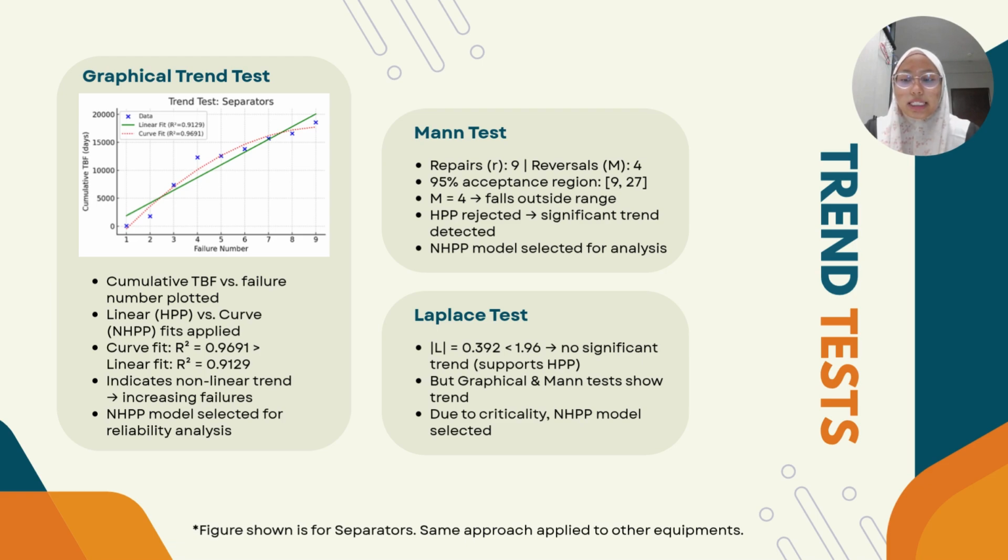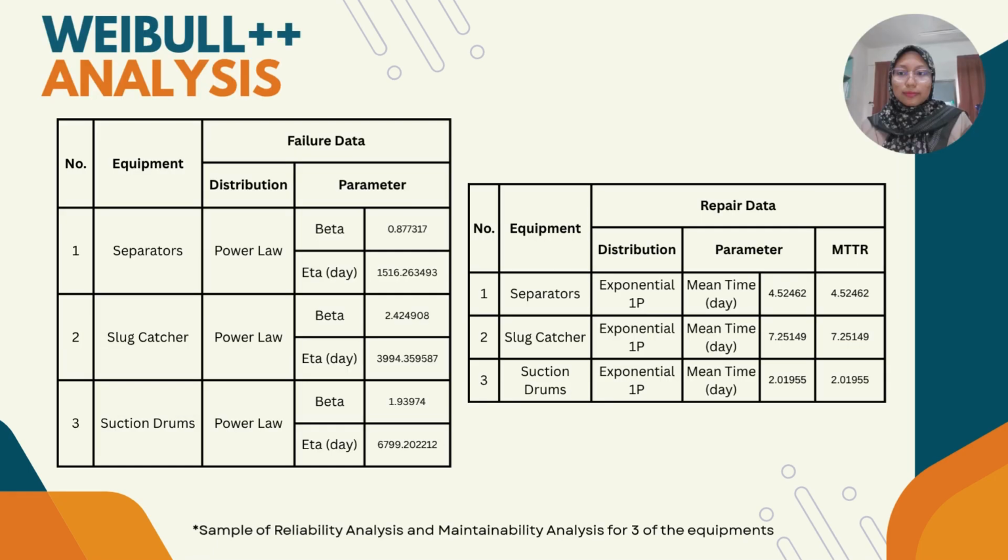This approach was consistently applied to the rest of the equipment for thorough RAM analysis. Now, for data analysis, we analyze failure data using recurrent data analysis in Weibull++, applying a correction factor based on trend results, Q equals 1 for NHPP and Q equals 0 for HPP.